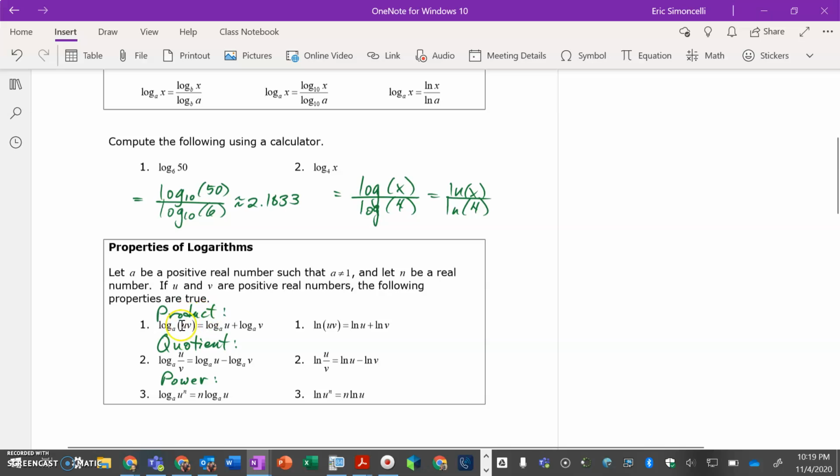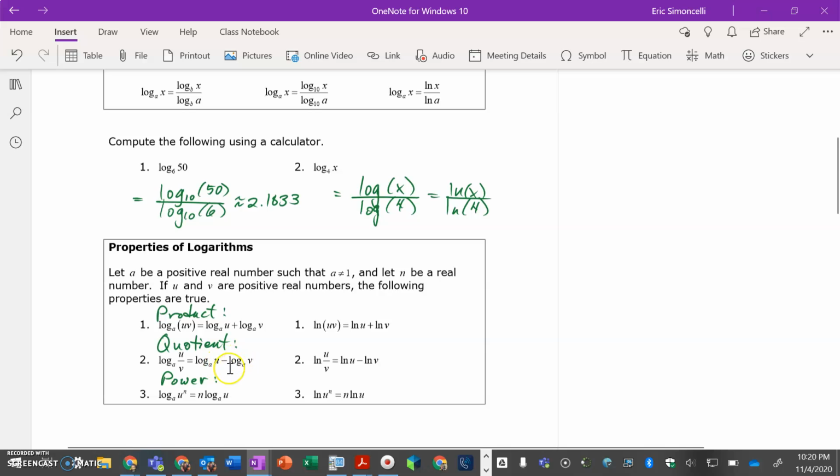Notice we're using u and we're using v in a separate log, each having a base of a, log base a, log base a. The quotient property reads as such. So log base a of u over v, we've got log base a of u minus log base a of v.